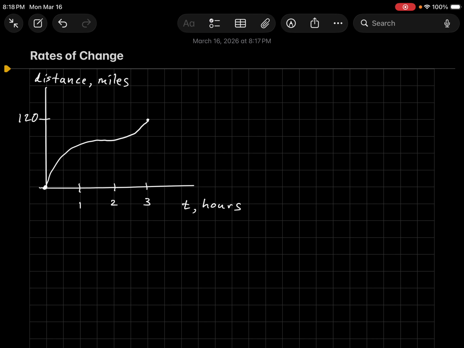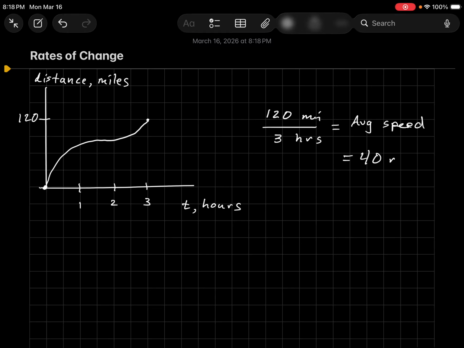So if a person drove 120 miles in 3 hours, we know that the average speed of the person was 40 miles per hour. Now, did that person go exactly 40 miles per hour over the entire 3-hour period? Well, probably not, and certainly in the graph we see that he did not.